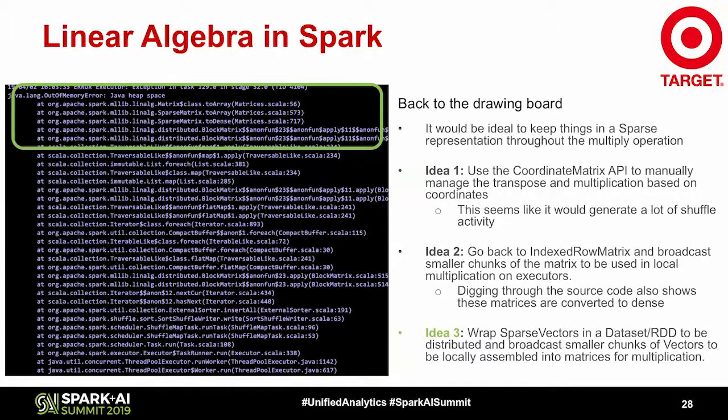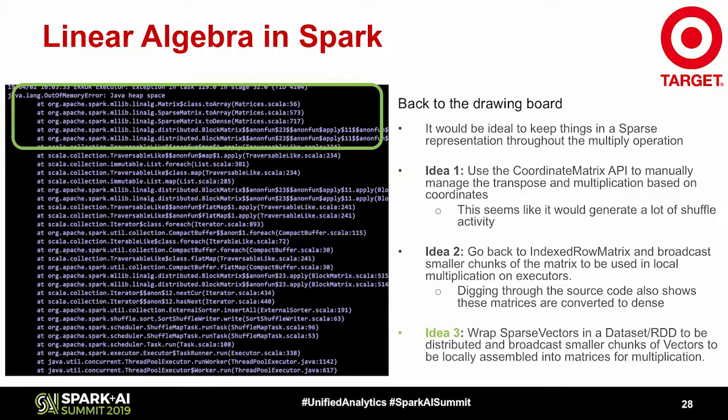So then I moved on to idea number two, which was to go back to the index row matrix and try to leverage the fact that you could multiply by local matrices. This seemed kind of promising because we could take our original matrix and broadcast small chunks of it out to the executors to take care of the local multiplication. But when I dug through the source code of how this multiply worked, I also noticed that there was the too-dense conversion as well. So it seemed like I'd probably run into the same issues with this method.